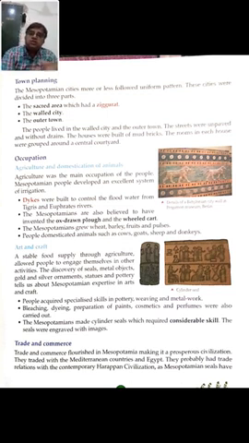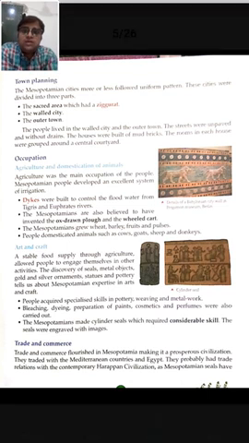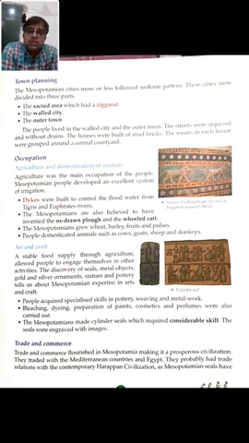Then what was the occupation of the Mesopotamian people? Number one, agriculture and domestication of animals. In the beginning I also told you that agriculture was the main occupation of the people. Under agriculture, the rearing of animals and the growing of crops come. Mesopotamian people developed an excellent system of irrigation, means the supply of water to the crops.